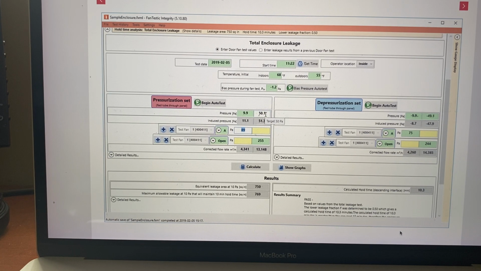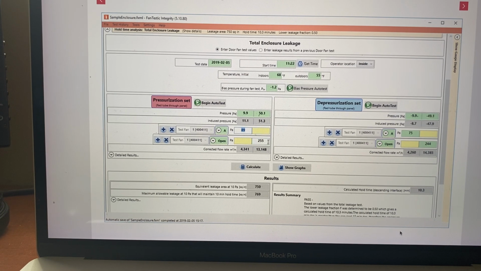The same thing occurs for 50.1. So this was our 50 Pascal target. The actual pressure recorded on channel A at the point of entering the data was 50.1 Pascal. This was done on the open range, and the fan pressure on open was 255 Pascal.